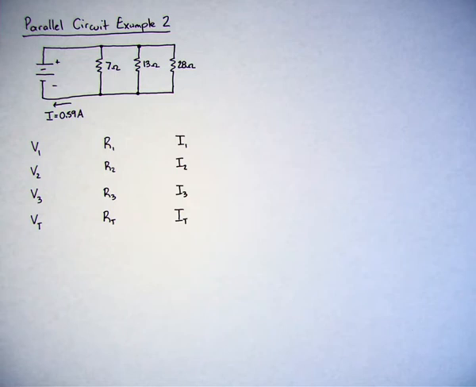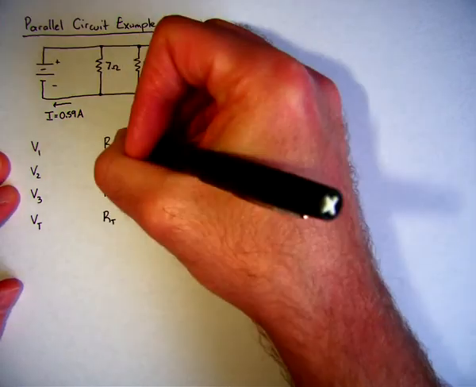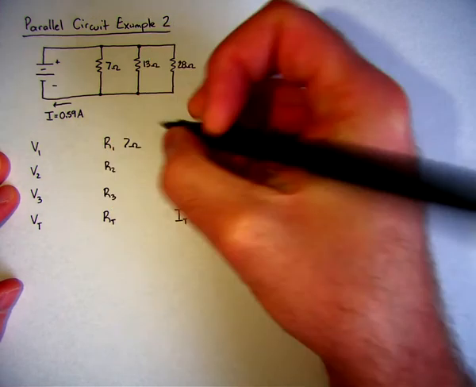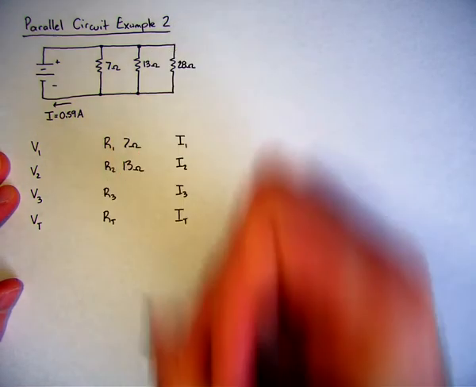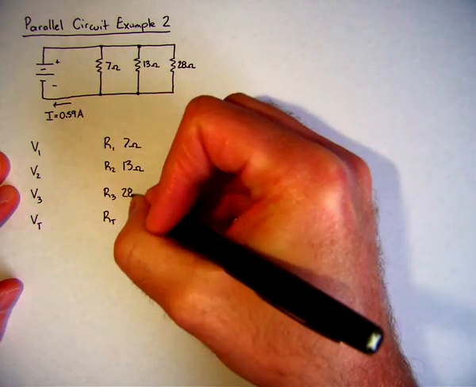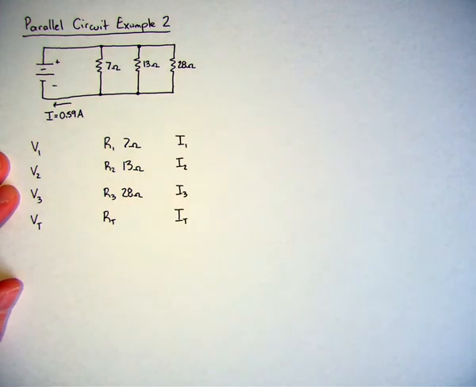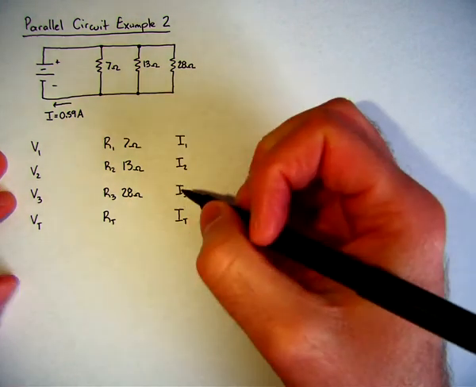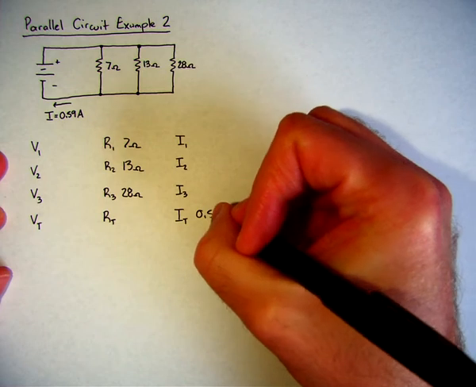In this example, we have a parallel circuit with three resistors where instead of knowing the voltage of the power supply, we know the total current through the circuit. So if I just label what I have, I'll call 7 ohms resistor 1, I'll call 13 ohms resistor 2, I'll call 28 ohms resistor 3, and I'm going to call the total current 0.59 amps.